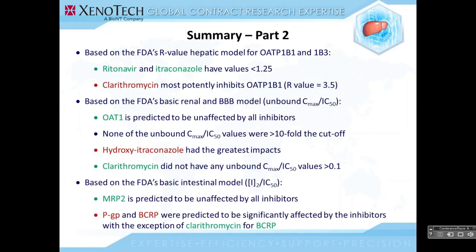And finally, looking at the FDA's basic intestinal model of I2 over IC50, again, the I2 is defined as the dose of the drug over 250 mLs. MRP2 was predicted to be unaffected by all inhibitors, as this drug transporter was not inhibited by any of the compounds we tested. On the other hand, we saw significant potential for interaction for PGP and BCRP by the inhibitors that we tested, with the exception of clarithromycin for BCRP.